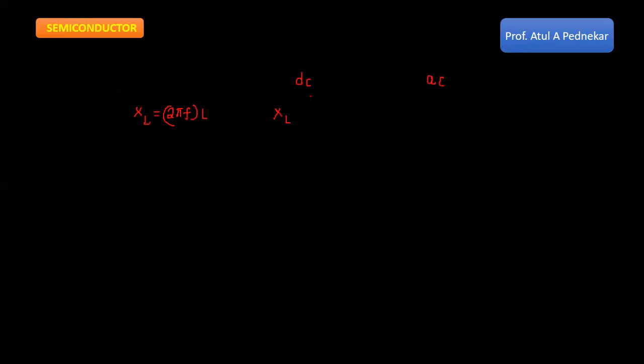Zero. Okay, so what is DC? The one having zero frequency. So XL will become 0. And what is AC? Whose frequency is greater than 0. So that means the value of XL will be non-zero.